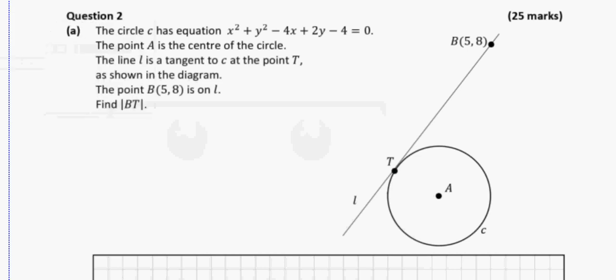Alright guys, I'm going to find out the centre of the circle, and I'm going to find out the length of the radius, okay? It's good information now.